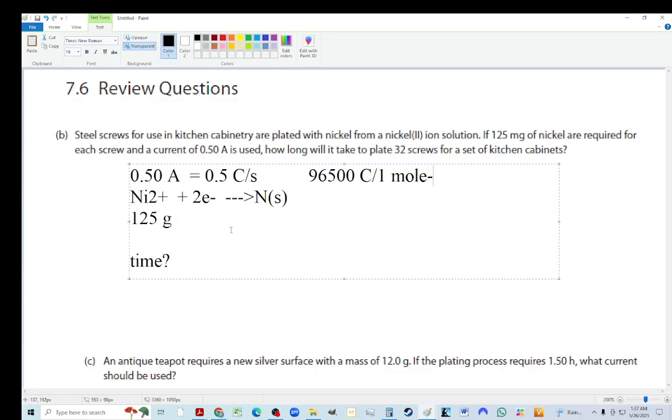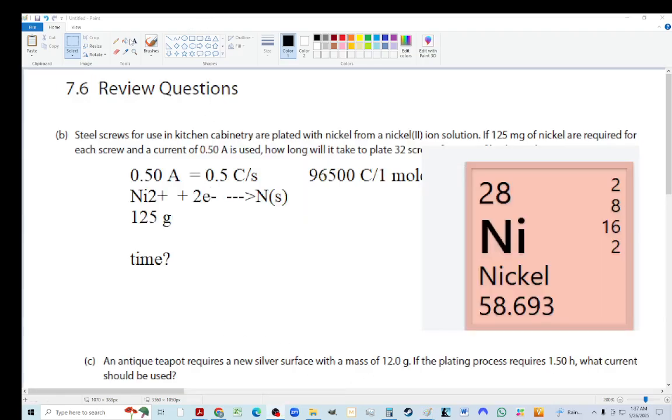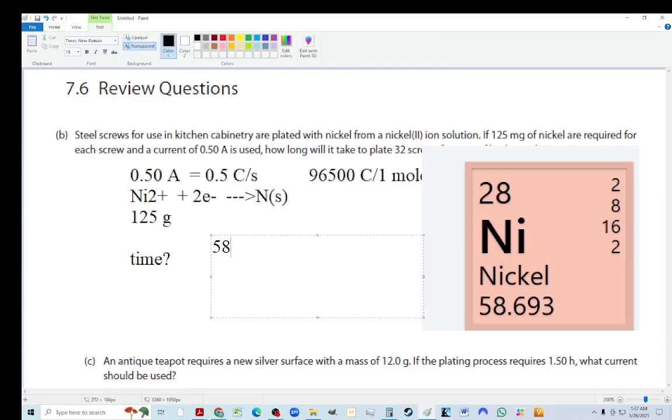So we should look up the atomic mass of nickel. So there's the atomic mass of nickel. So we need to figure out how many moles this is, obviously. Since it's 58.7 grams per mole, we want to end up with the word moles. It's 1 mole of 58.7 grams. And we have learned this many times, that it's simply mass divided by atomic mass to get our moles.